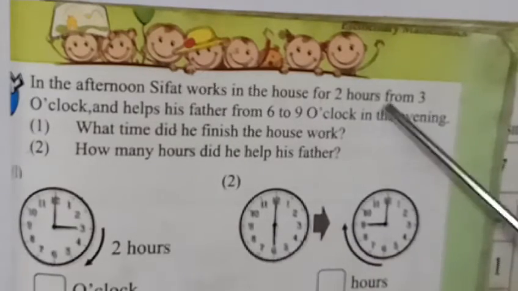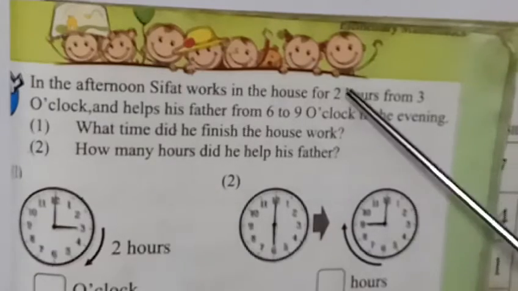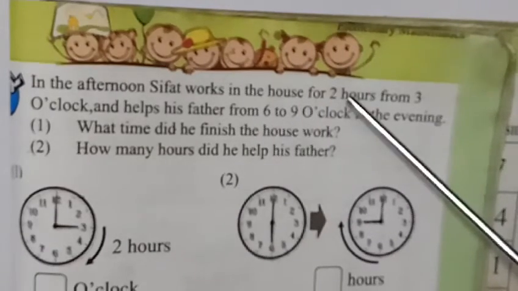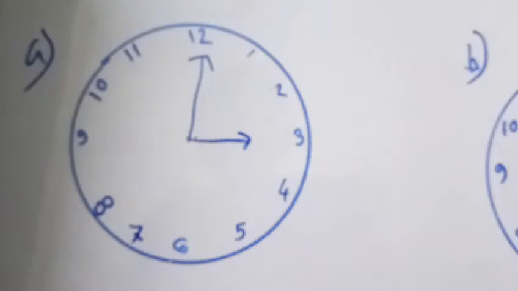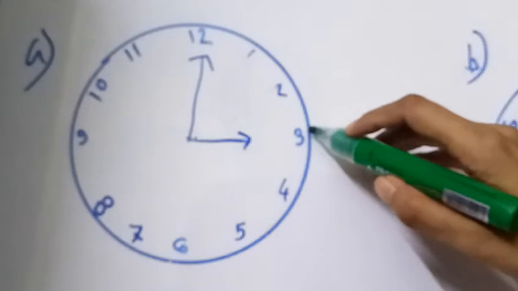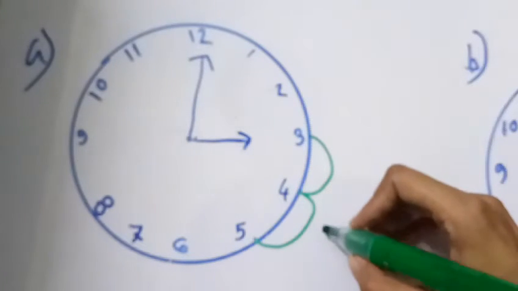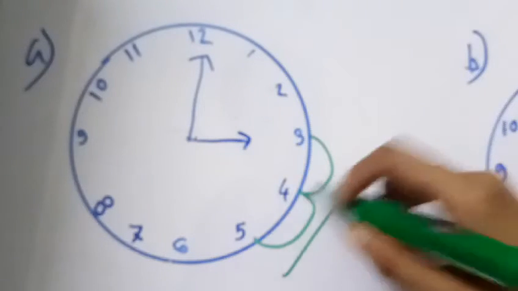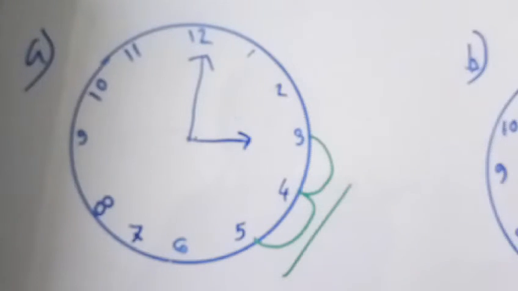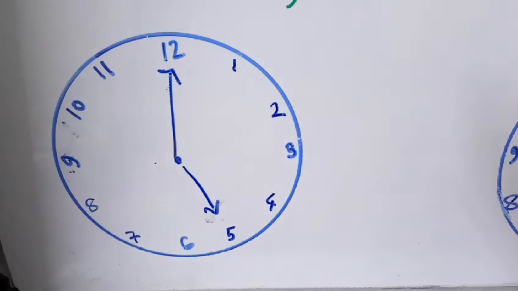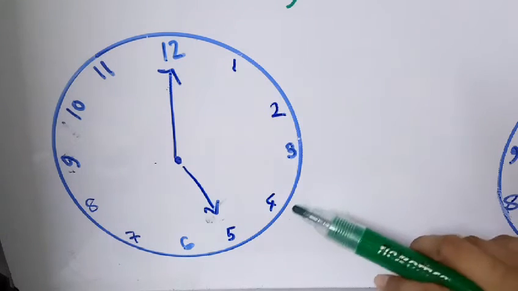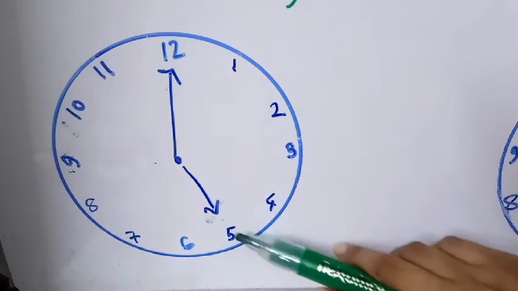He works 3 o'clock to 2 hours from 3 o'clock. Here is 3 o'clock, 2 hours from 3 o'clock, 1 hour, 2 hour. So answer is 5 o'clock. So he can finish his housework at 5 o'clock.